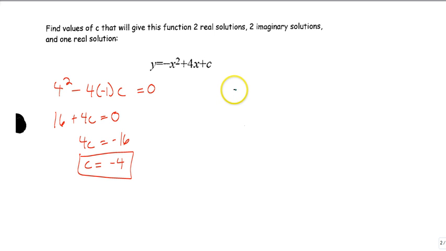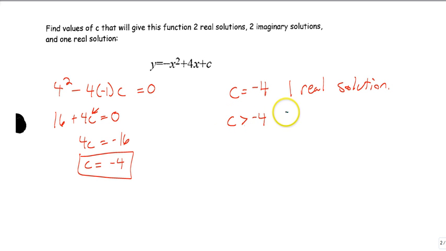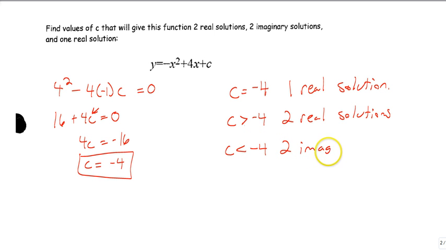So, when c is equal to negative 4, we get one real solution. Let's say c is bigger than that. So let's say c is 0. If c is 0, we get positive, because if I put a 0 in for c here, you end up with 16, which is a positive number. So if c is bigger than negative 4, we get two real solutions. And that means that if c goes more negative than negative 4, we get our two imaginary solutions.